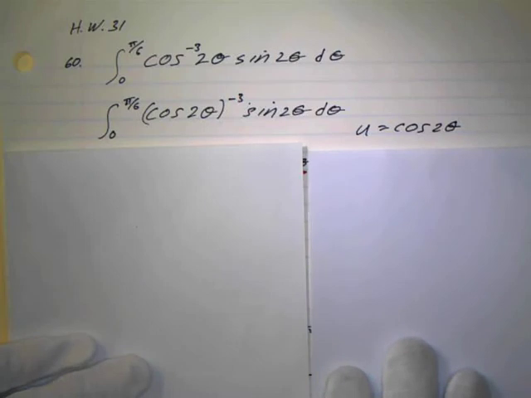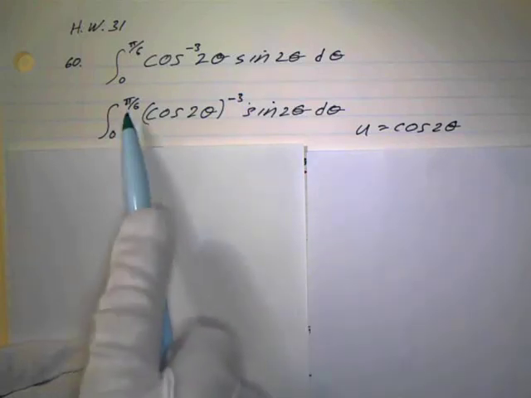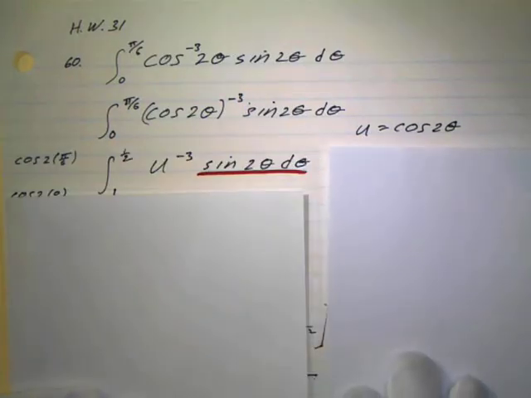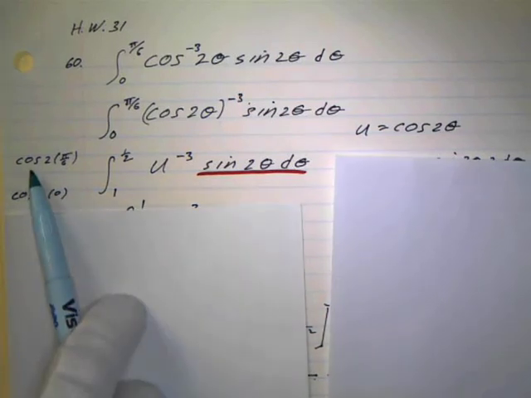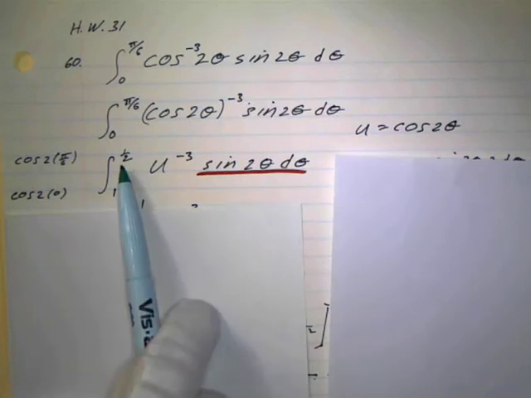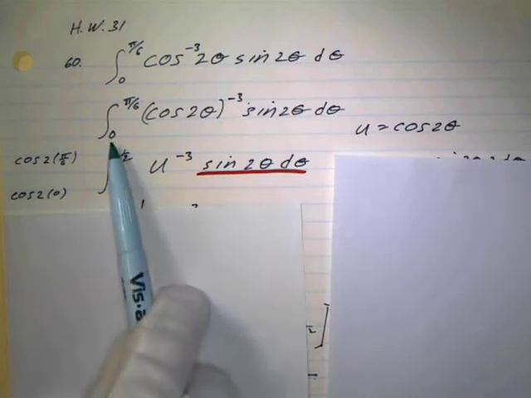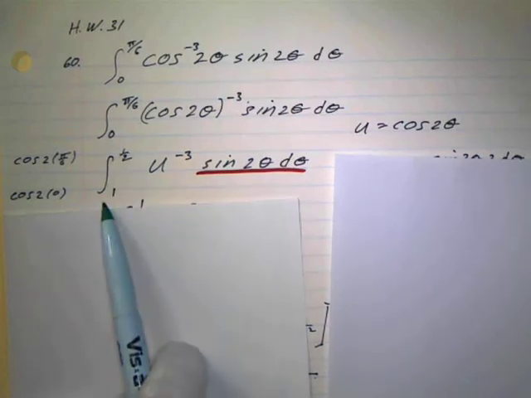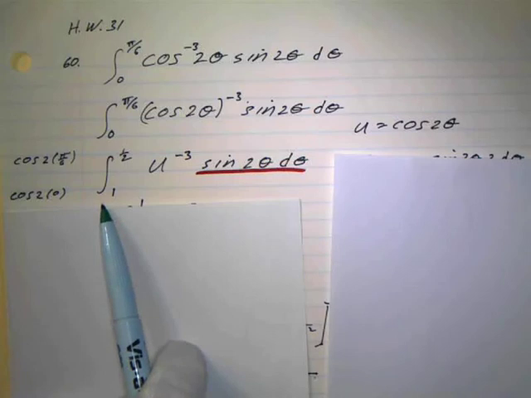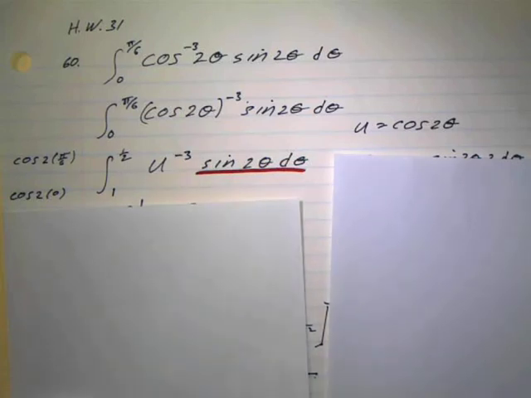Now remember, when you make your substitution, you also have to change your limits. All right? So I've got to take the cosine of 2 times pi over 6. And if I take the cosine of 2 times pi over 6, I get pi over 3. The cosine of pi over 3 is 1/2. And then if I take, using this formula, cosine of 2 times 0, well, that's the cosine of 0, which is 1. So these are my new limits in terms of u. And there's my u substitution. And then I still have the sine 2 theta d theta. That's what I'm going to be looking for my match over here.